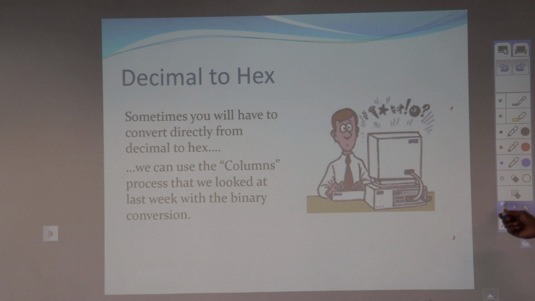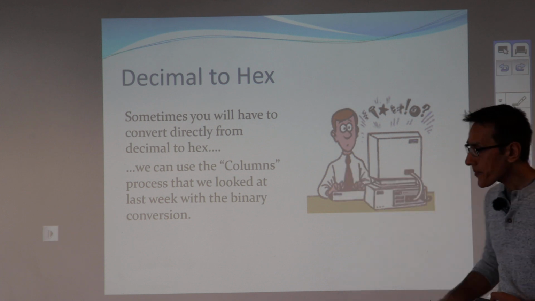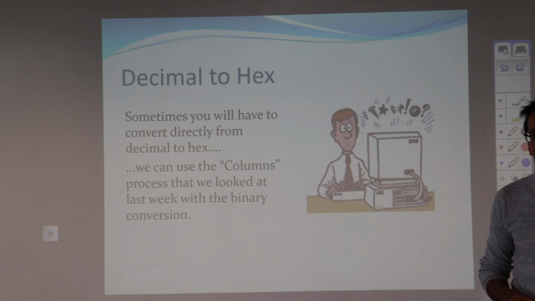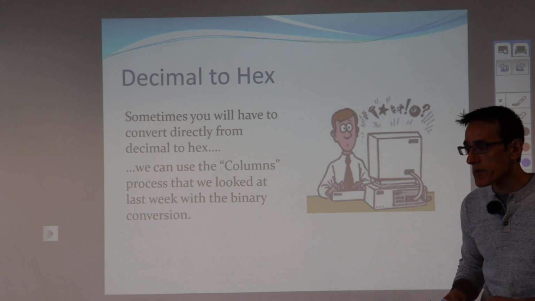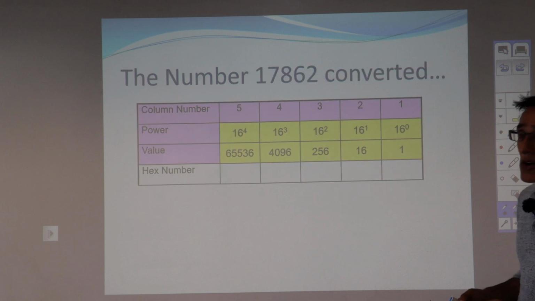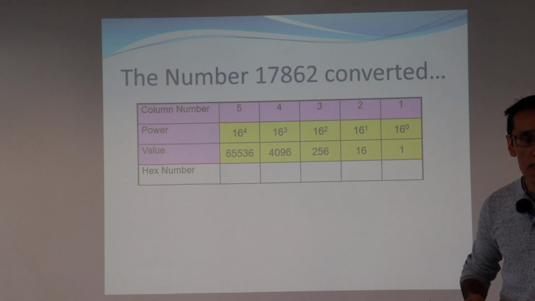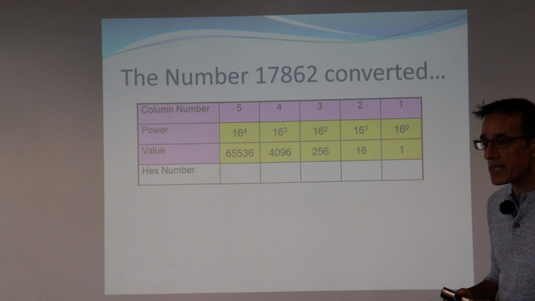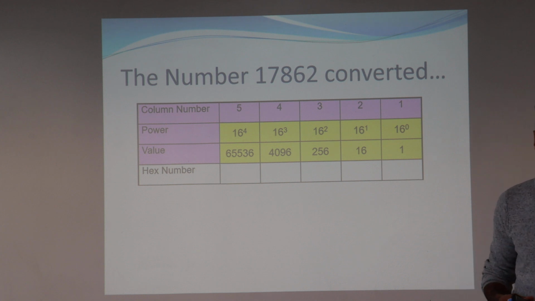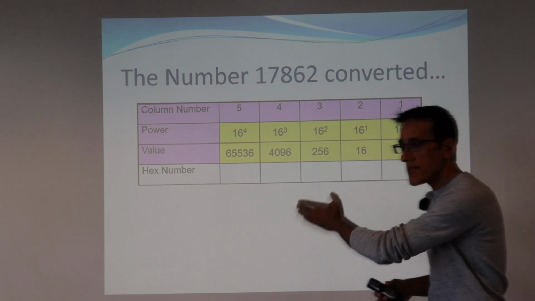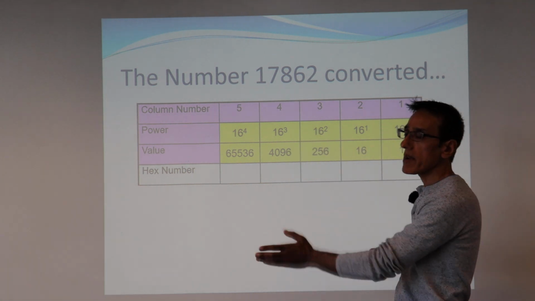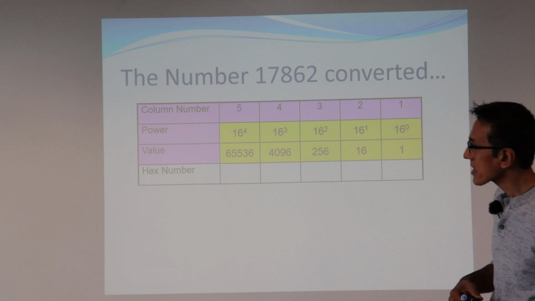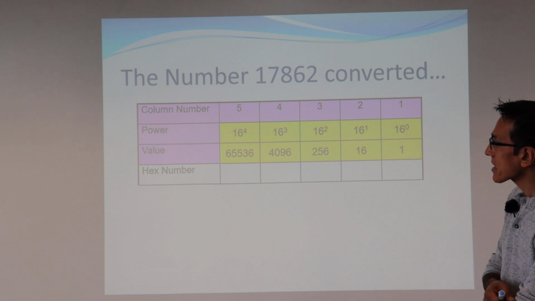Let's look at decimal to hex. Sometimes you might have to convert a decimal number into hex. Again, we can use the columns process. We looked at this last week. Or you can use the division method. This time dividing by the base number, dividing by 16, saving the remainders and reading the remainders from the bottom up to give us our hex number.